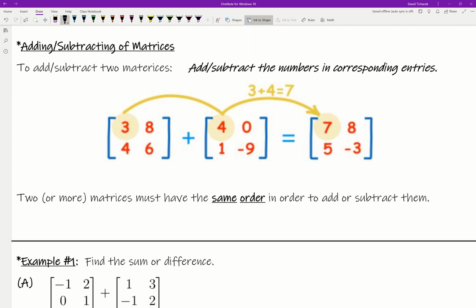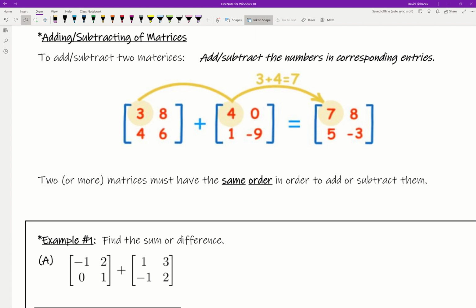It says that to add and subtract two matrices, all we have to do is add or subtract the numbers that are in corresponding entries. You can see the diagram here. I'm going to add two different 2x2 matrices, and you can see how that works. I'm basically just taking the 3 and the 4 because they are in corresponding entries. I'm adding them together, and that creates the corresponding entry for my answer. So 3 plus 4 makes 7, and the same thing goes along everything else, right? So 8 plus 0 is going to make 8, and so on. You can see how this works.